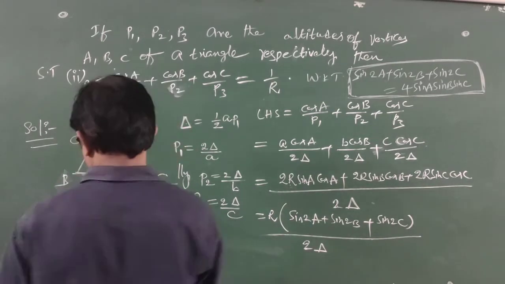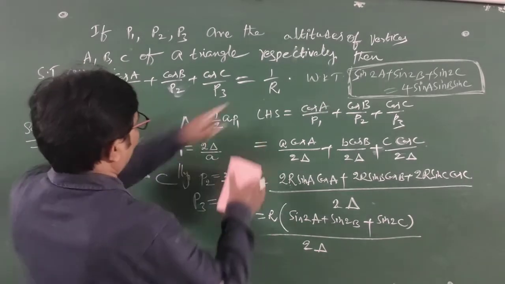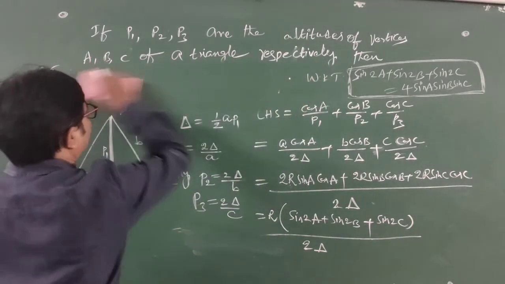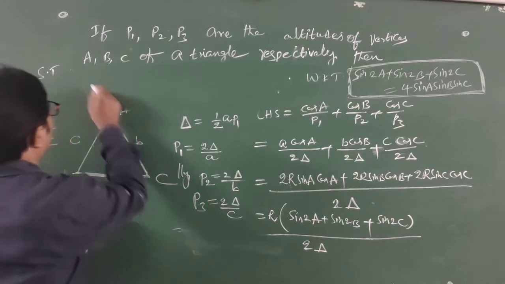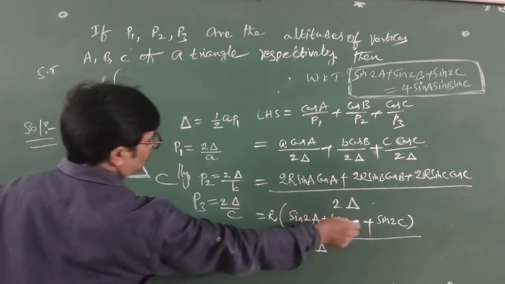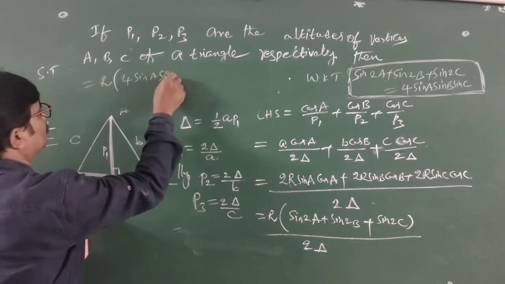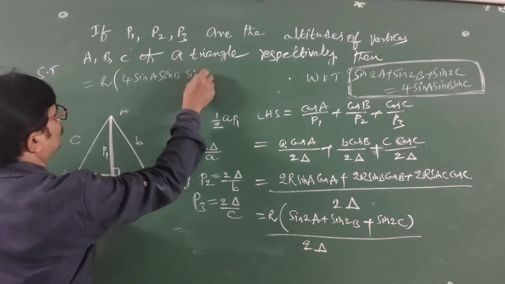How to write this one? Just you can write it as follows. All of you listen here. We have to prove that 1 by R. Therefore, students, capital R equals sin 2A plus sin 2B plus sin 2C, which is 4 sin A into sin B into sin C.